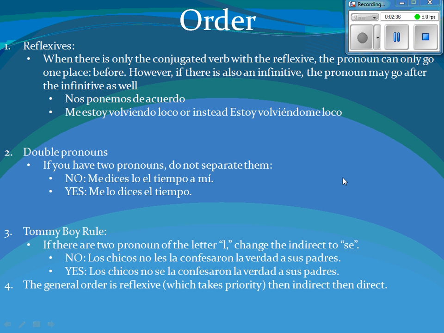Next, the Tamibro rule. If there are two pronouns beginning with the letter L, such as le or las, you must change the indirect to se. Do not say los chicos le las confesaron la verdad a sus padres. Instead, los chicos se la confesaron la verdad a sus padres. The general order is reflexive, which always takes priority, then indirect, and then direct.